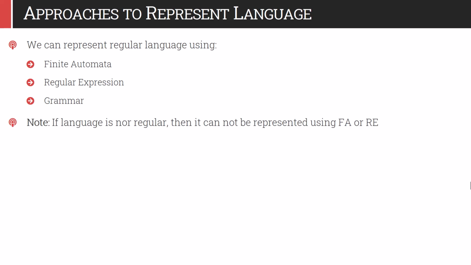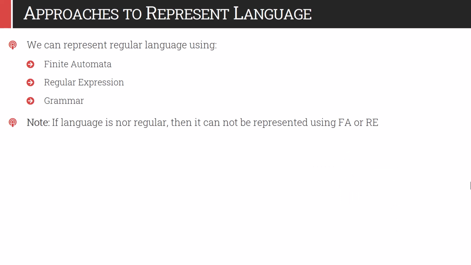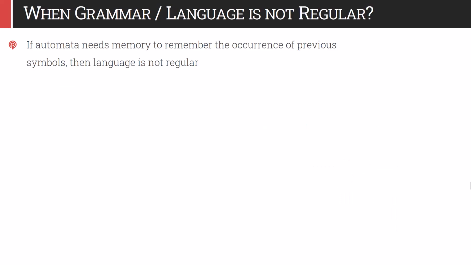If language is not regular, then you cannot draw finite automata for that, or you cannot write down a regular expression for that, or you cannot write a grammar for that. So all these three forms are convertible. You can always convert finite automata to regular expression, RE to grammar, grammar to finite automata, or vice versa. So it is important to understand what kind of grammars or languages are called regular. And if it is not regular, then how we can use context-free grammar to represent those languages.